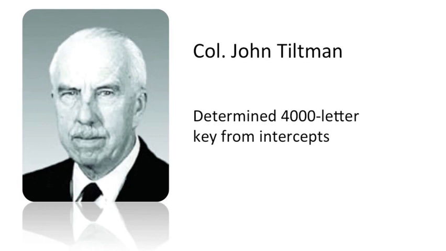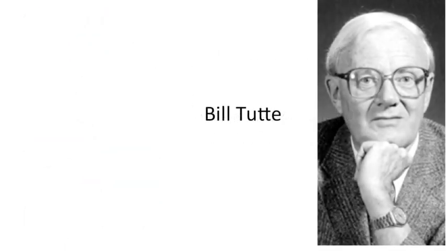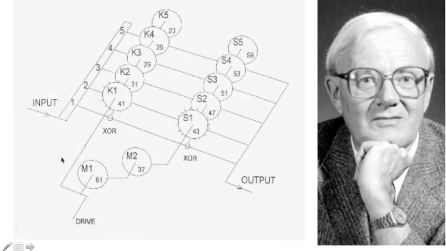And they had enough content here that there were 4,000 letters in the intercepts, so they had a 4,000 long key. And this key was given to Bill Tutte. This was his first assignment at Bletchley Park, to try to make sense of this key. And after about 6 months of work, he was able to determine the machine structure that produced that key. And this is what it is.